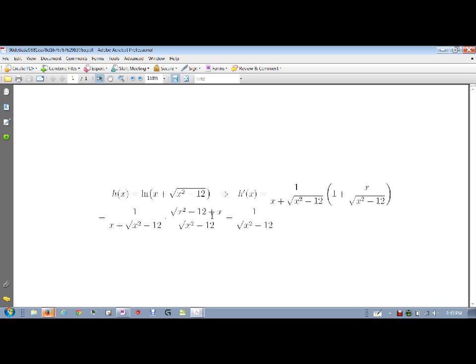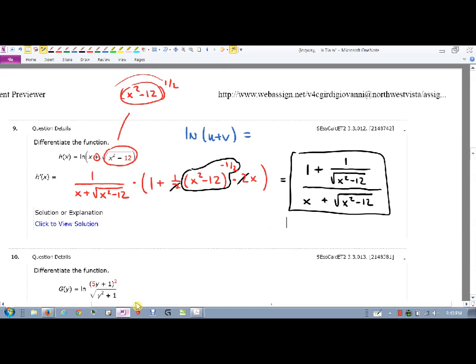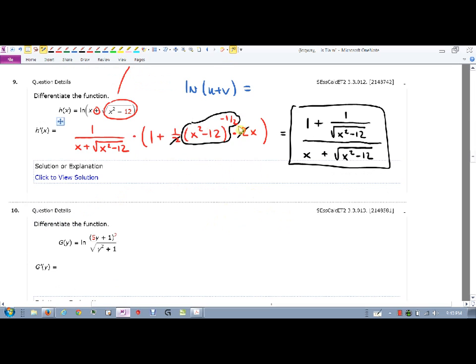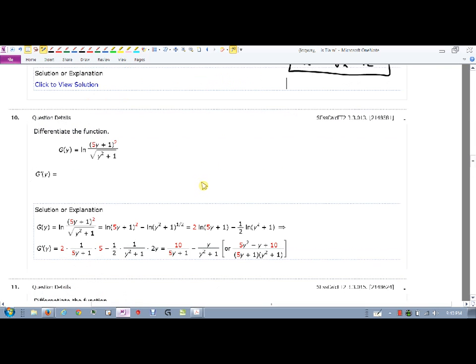And then you can see that this right here cancels exactly with this, right? So this and this cancel, and therefore you're left with the 1, which is this, over this part, which is this. So there's more simplification you could do. However, you know, I'm just taking you through the derivative part of this.